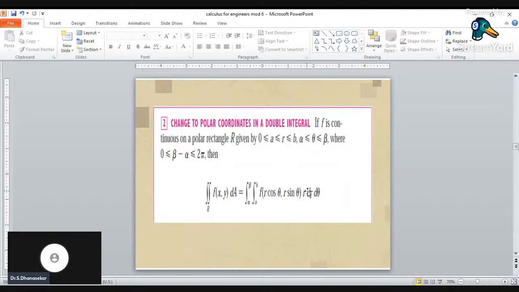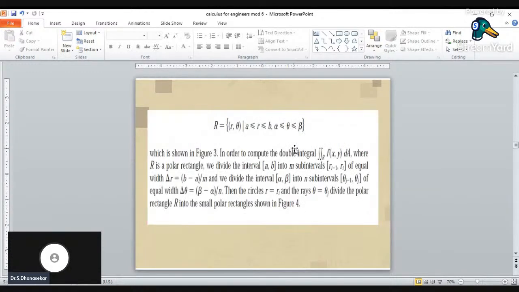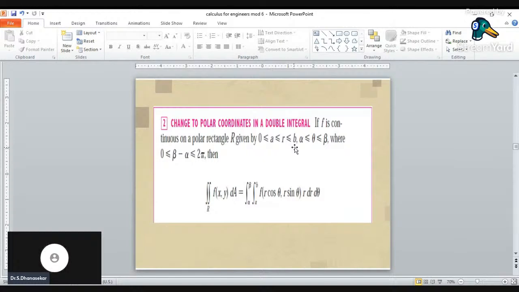Whenever you are doing a transformation from one coordinate system to another, the Jacobian should not be zero. That is the important property we have to remember. So this r is nothing but the Jacobian. If you studied the Jacobian, you can find that the Jacobian of Cartesian to polar is r. So you are multiplying that by r.